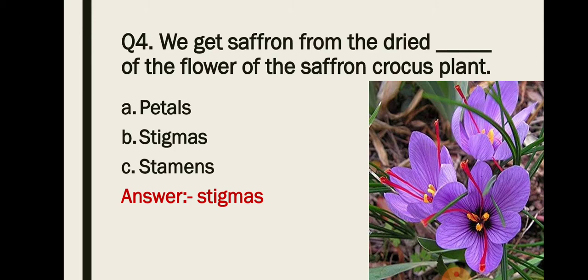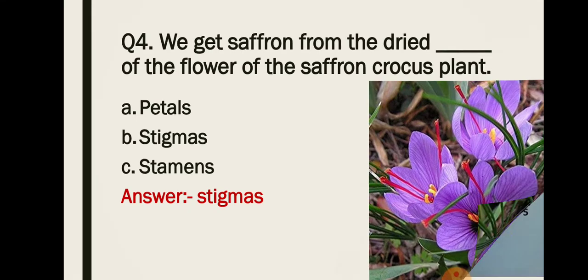Question number 4. We get saffron from the dried petals, stigmas or stamens of the flower of the saffron plant. The name of the flower of saffron plant is crocus. So we get saffron from the stigma. What are stigmas? Stigmas are hairy structure which is present in every flower.